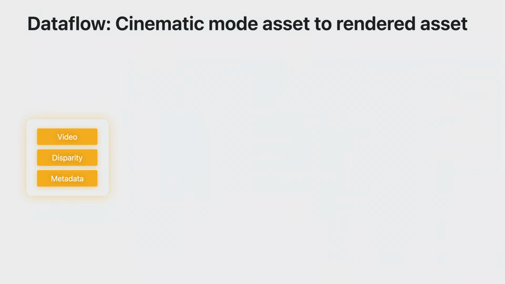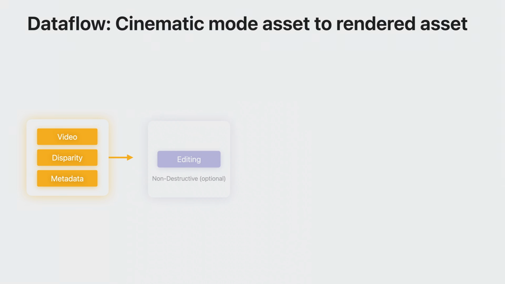This is the data flow from the cinematic mode asset to the rendered asset. As just covered, the cinematic mode asset holds all the information needed for rendering and post-capture focus and aperture changes. Following is the optional editing, where changes are non-destructive and can always be reverted back to the original. If no editing is done, the cinematic engine controls the focus disparity automatically, and the aperture set by the user at capture time remains unchanged.